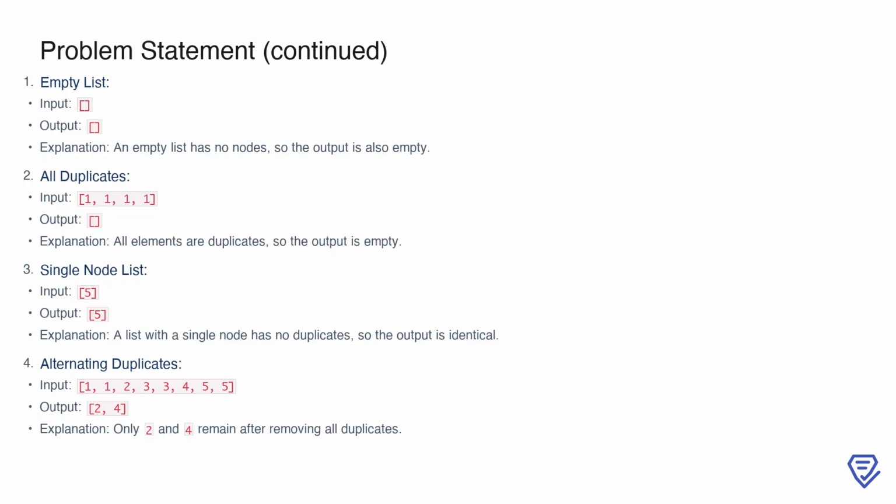Lastly, in a case of alternating duplicates, such as 1, 1, 2, 3, 3, 4, 5, 5, only the distinct values 2 and 4 remain after removing all duplicates, resulting in the output 2, 4. These edge cases highlight the different scenarios you may encounter and ensure the solution handles them appropriately.